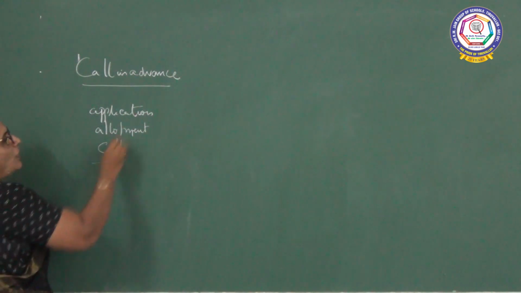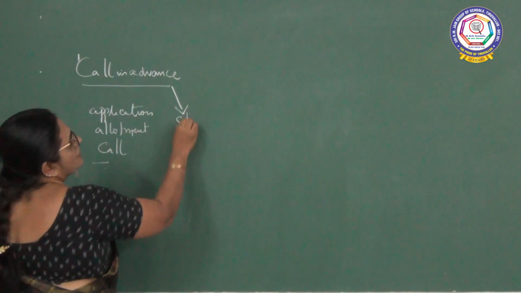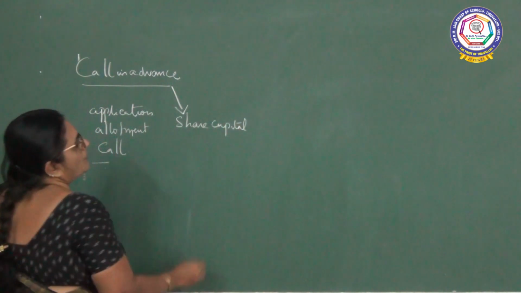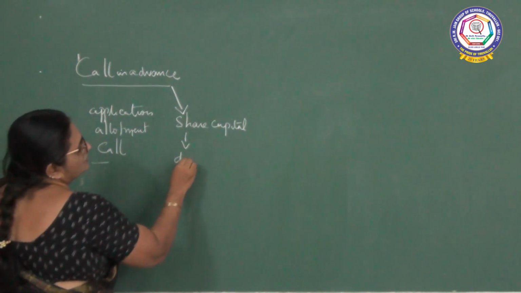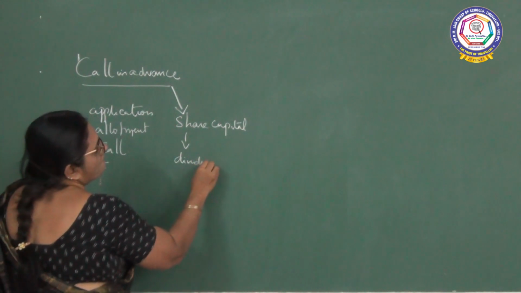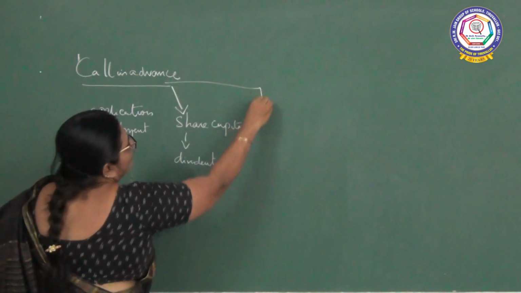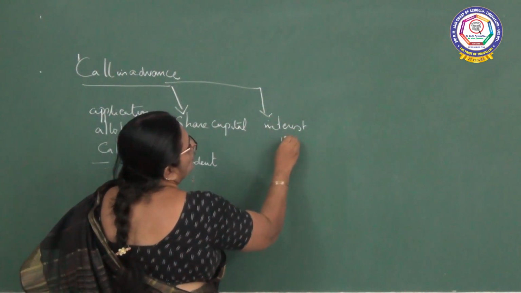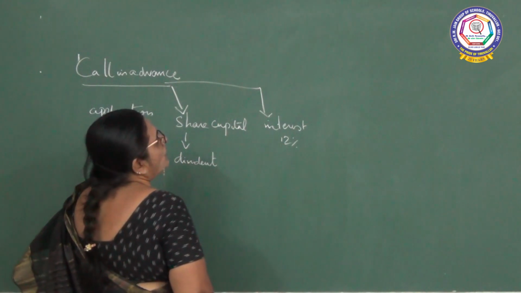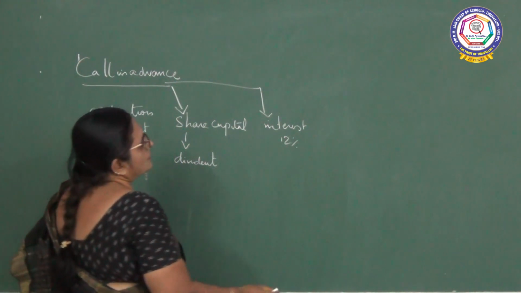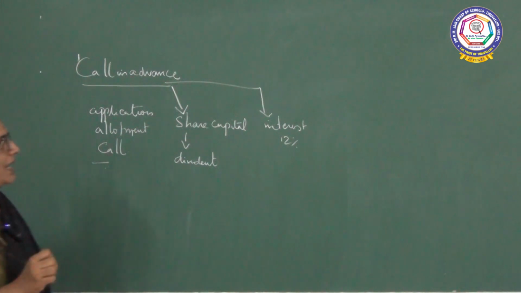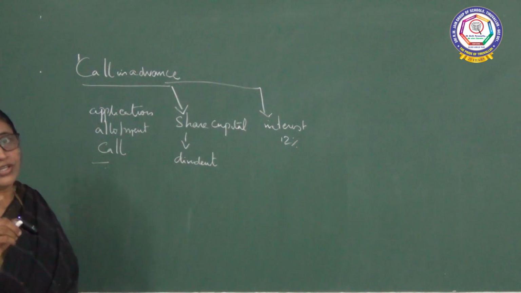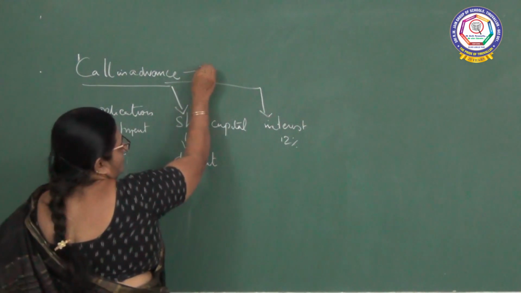See, call in advance is not part of the share capital. Since it is not part of the share capital, no dividend will be given. Of course, share capital will be given dividend, but call in advance will be given interest not exceeding 12%. According to the Indian Companies Act of 2013, only if it is authorized by the Articles of Association, they can call for call in advance.